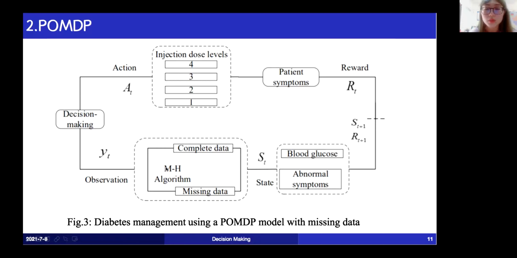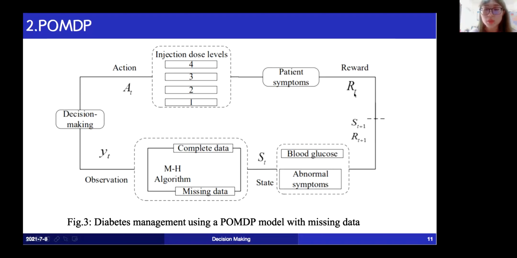When considering missing values, the observation Y refers to the blood glucose value. The state ST indicates the health status of the patient, which is determined by the patient's blood glucose levels and sometimes other abnormal symptoms. The action AT represents the injection of insulin. After taking the medicine, the patient's symptoms change, and the reward RT is used to measure the improvement of the patient's health status. For example, 1 indicates that the health becomes better, 0 means no improvement, and -1 means worse.